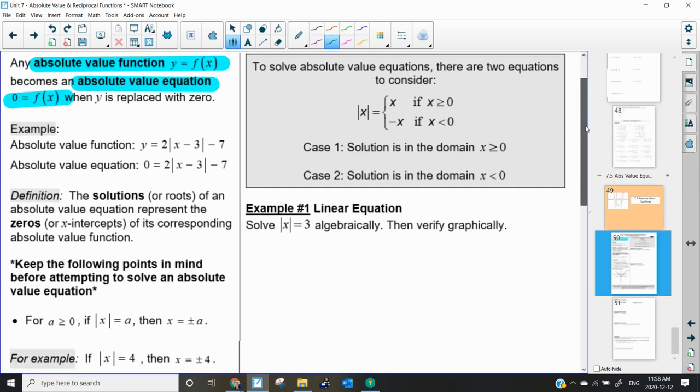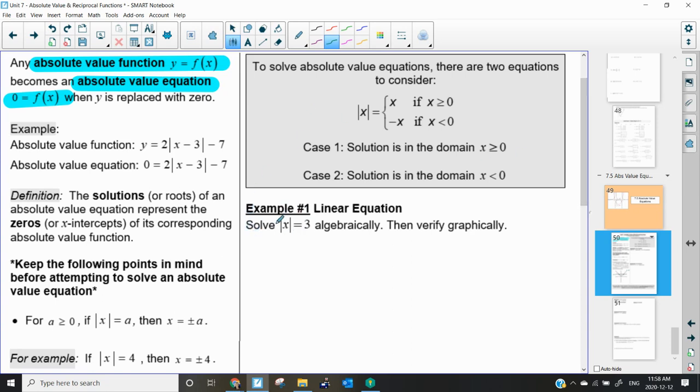Now, first of all, if we want to solve absolute value equations, we have to consider both cases. So in all of these, we're going to consider a case 1 and a case 2. For case 1, we're considering that the domain is greater than or equal to 0. So in other words, x is positive. And the second one, we're looking at the solution having the domain being less than 0. In other words, we have to look at the case where x is negative. So we'll start off simple here.